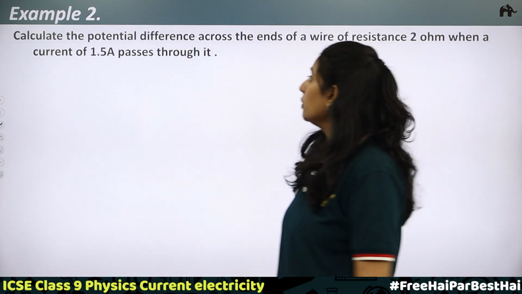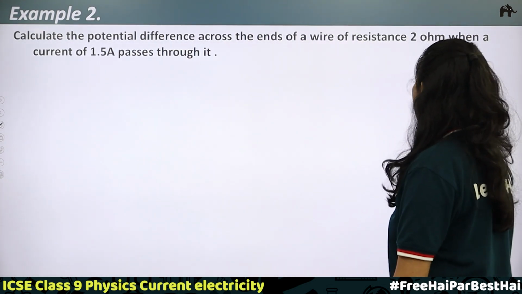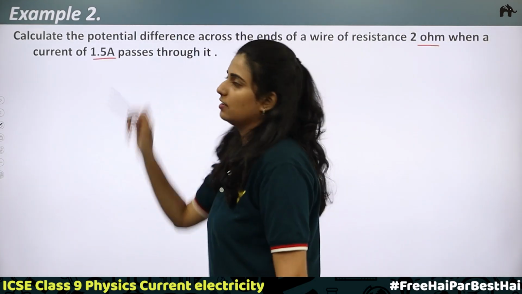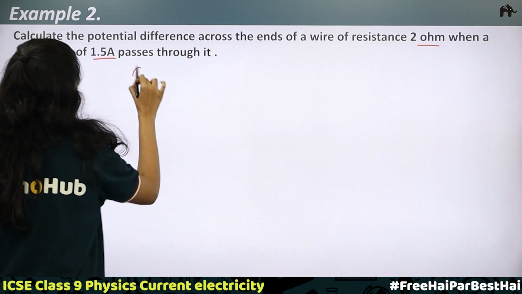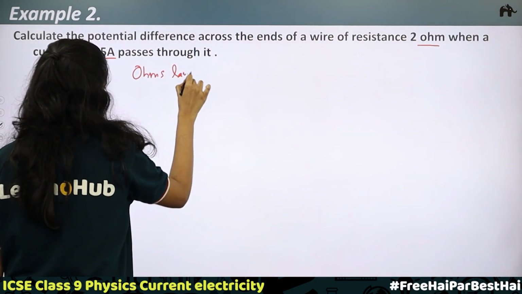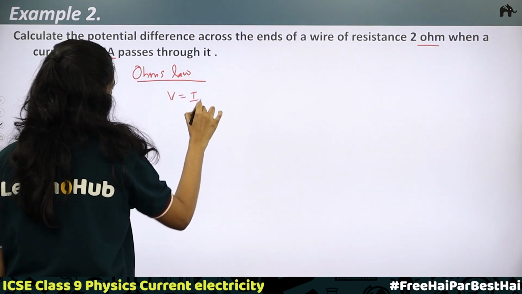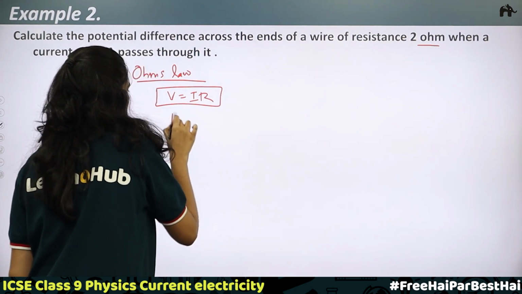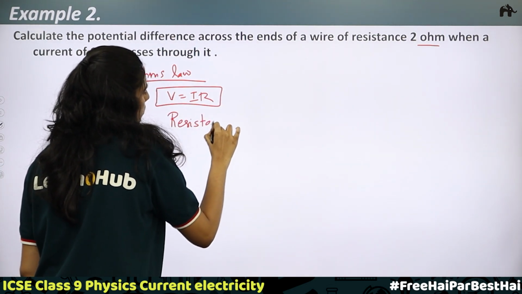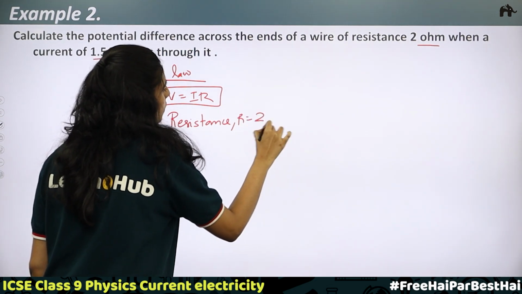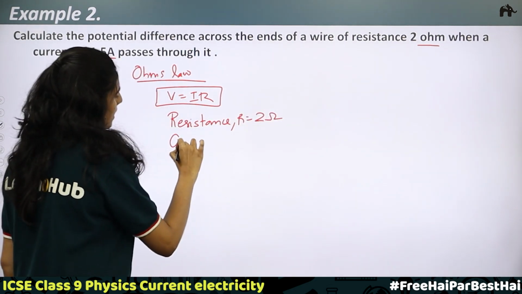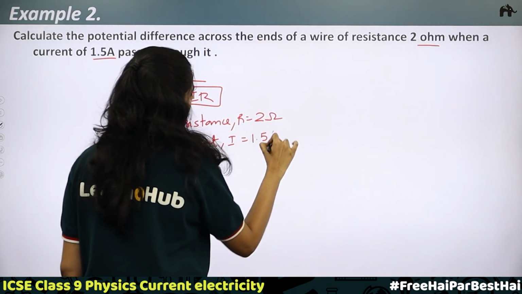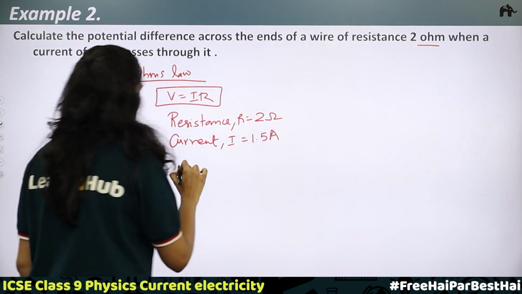Example 2, calculate the potential difference across the ends of a wire of resistance 2 ohm when a current of 1.5 ampere passes through it. Here we are using Ohm's law. According to Ohm's law, we have V is equal to IR. This is a mathematical expression. What is given in this question? Resistance R is equal to 2 ohm, and the current I is equal to 1.5 amperes. We have to find the potential difference V.